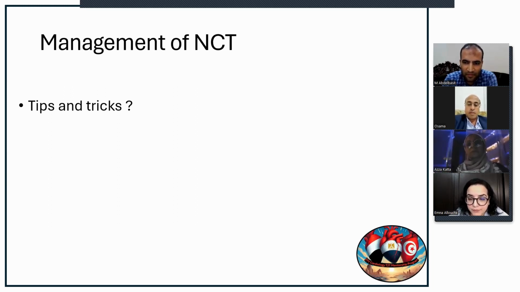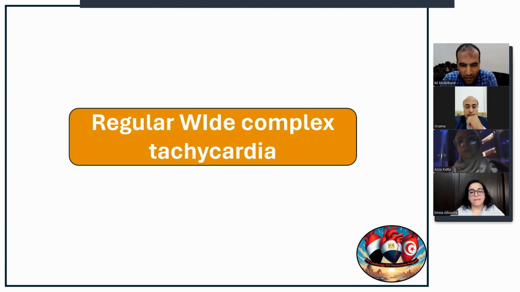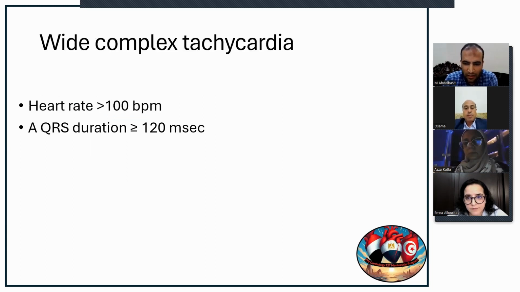Yes. So we have finished the topic of narrow-complex tachycardia, and the key message to remember: a patient with unstable hemodynamics, hypotension, heart failure, or acute chest pain will get DC shock. If the patient is stable and has regular narrow-complex tachycardia, we'll start with vagal maneuvers. Then we'll go for the available drugs, either adenosine or verapamil.